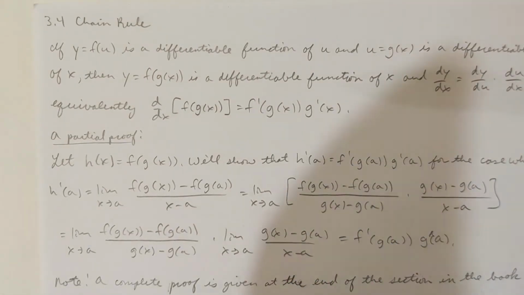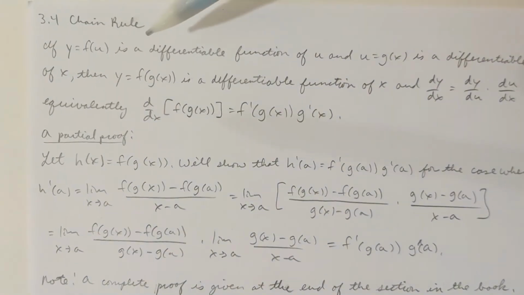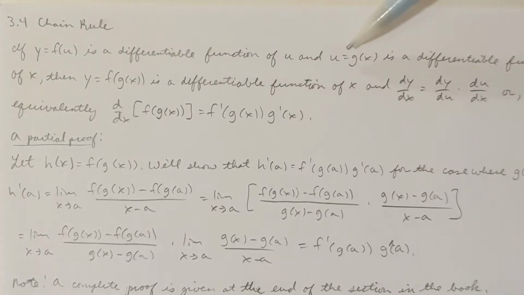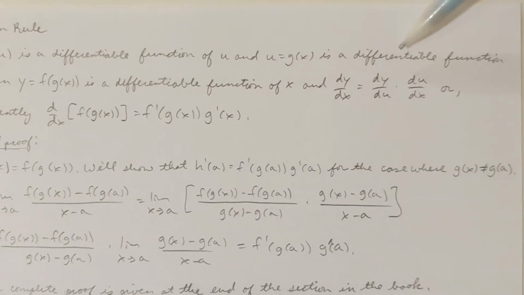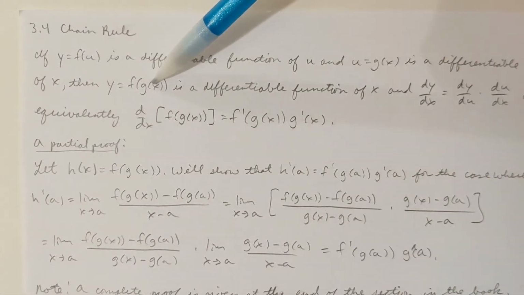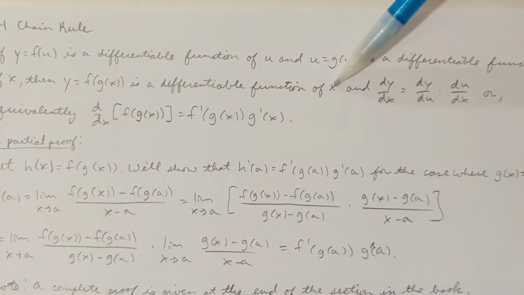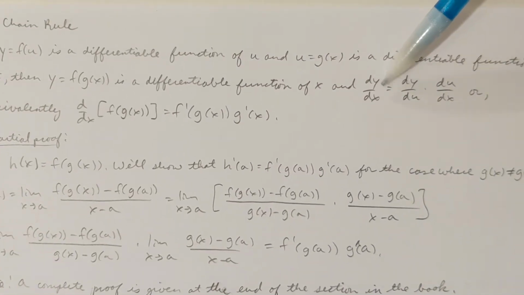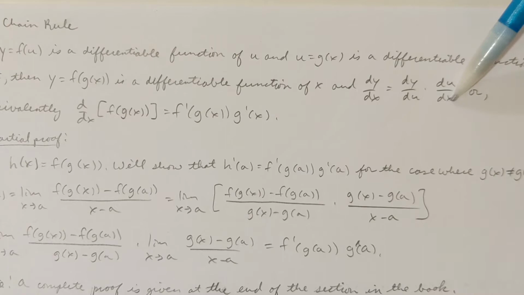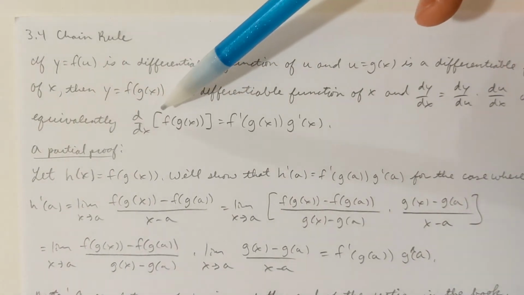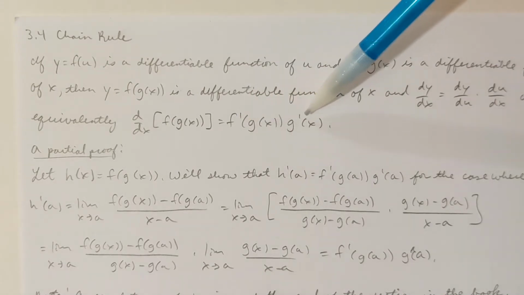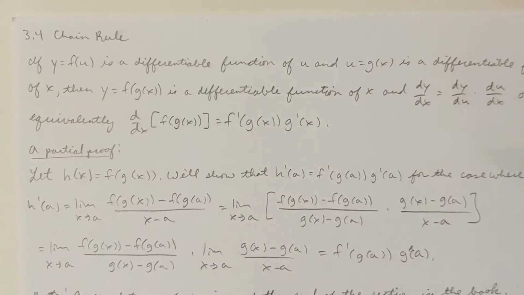It says that if y is a function of u, and that's a differentiable function, and u is equal to g of x, and that's a differentiable function of x, then y equals f of g of x is a differentiable function of x, and the derivative of y with respect to x would be the derivative of y with respect to u times the derivative of u with respect to x, or equivalently, if you differentiate f of g of x, you're going to take f prime of g of x and then multiply by the derivative of g of x.